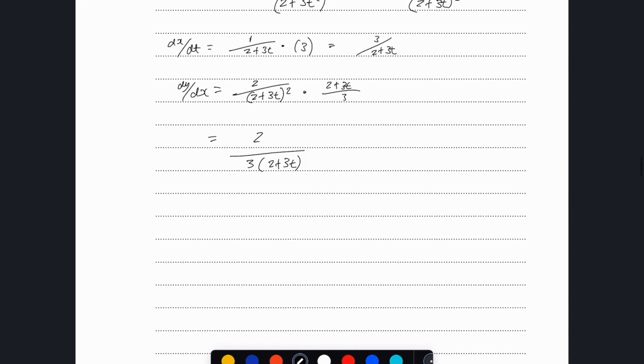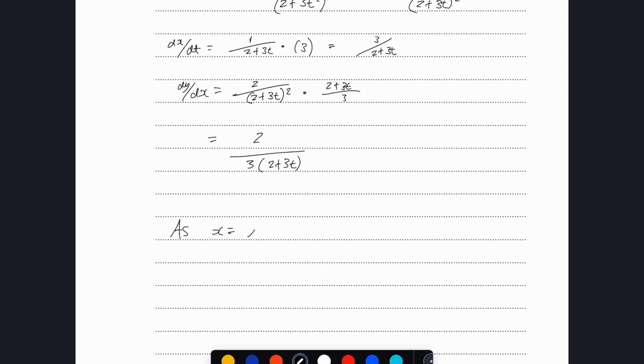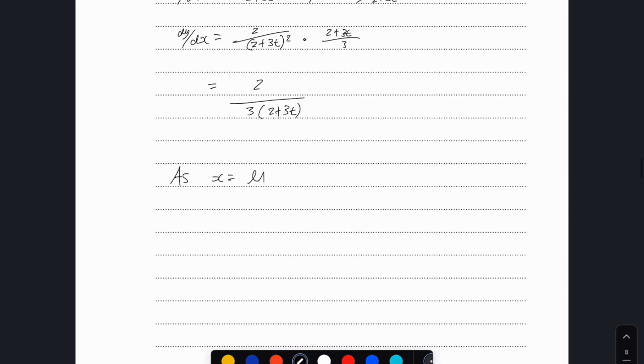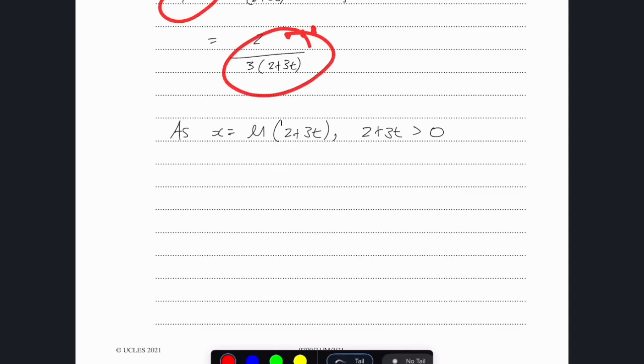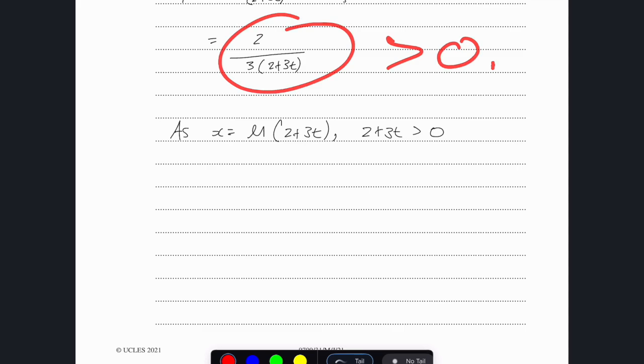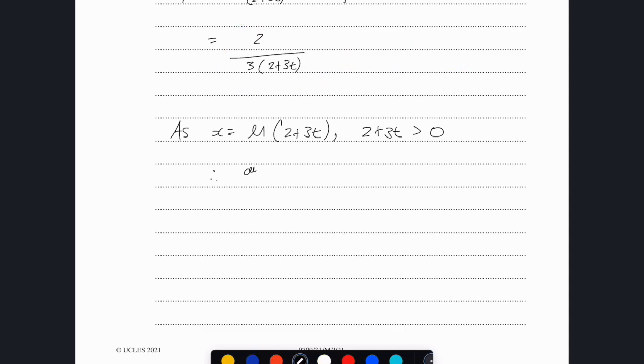Now, as x, what does x equal? Well, x equals ln(2 + 3t), right? So as x equals ln(2 + 3t), that implies that 2 + 3t must be bigger than 0, because we can't ever go below, right? So if 2 + 3t is bigger than 0, and dy by dx is equal to 2/3 of 1 over (2 + 3t), therefore this is going to be greater than 0 always. Alright, so therefore dy by dx is greater than 0.